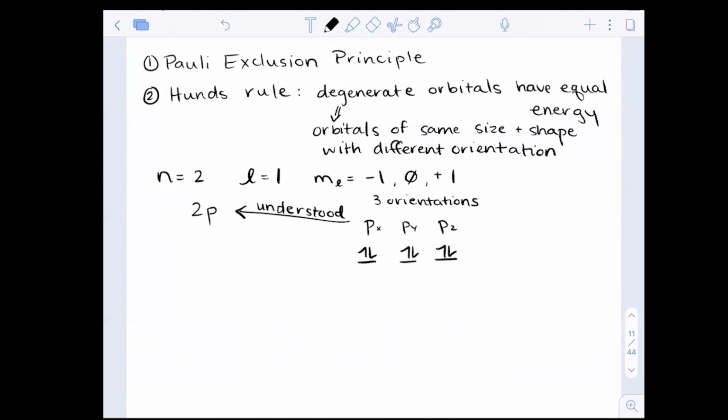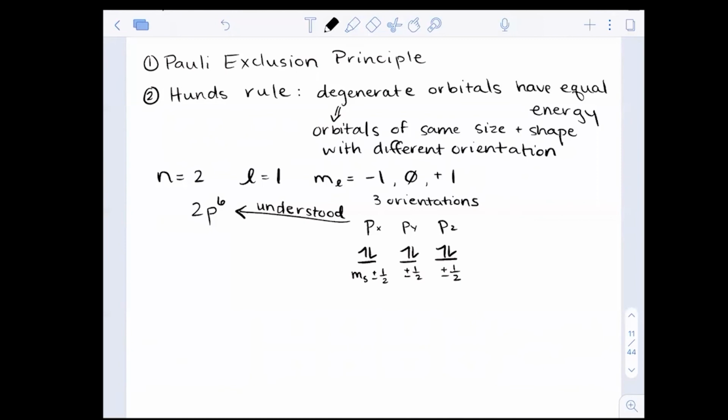Why can it have 2 electrons? Because of the ms of +1/2 and -1/2. Each one can have a +1/2 and a -1/2. So 3 orientations, 2 electrons in each. To fill the 2p orbital, we can have 6 electrons. Now we'll learn a little bit more about Hund's rule. I want to just present it right now, but we won't fill up our diagrams for a couple more minutes.